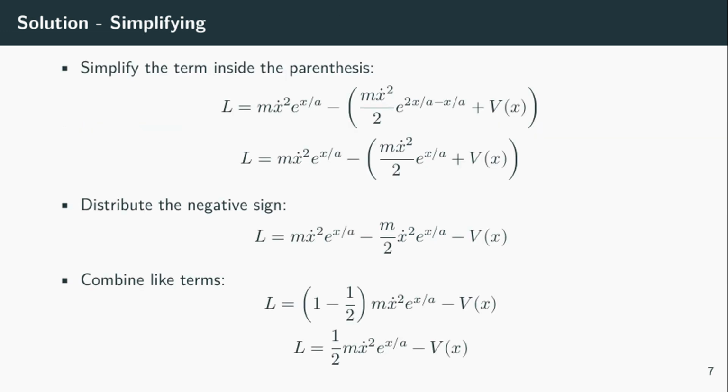Start by simplifying the term inside the parentheses. This involves cancelling a factor of m and combining the exponential terms. The term inside the parentheses simplifies as shown on the slide. Next, we substitute this back into the expression for the Lagrangian L and distribute the negative sign. Now, observe that the first two terms are like terms. We can combine them by grouping the coefficients. Combining these like terms, we get 1 minus 1 half times our common factor. 1 minus 1 half is simply 1 half. Thus, the simplified Lagrangian is L equals 1 half times m times x dot squared times e to the power of x over a, minus V of x.